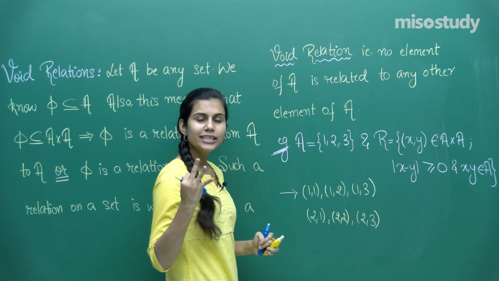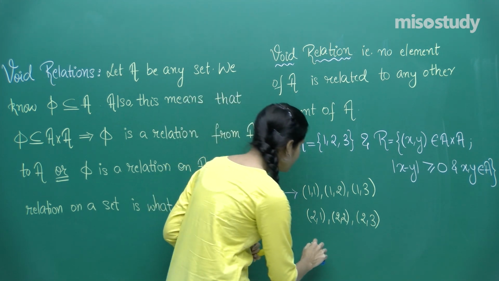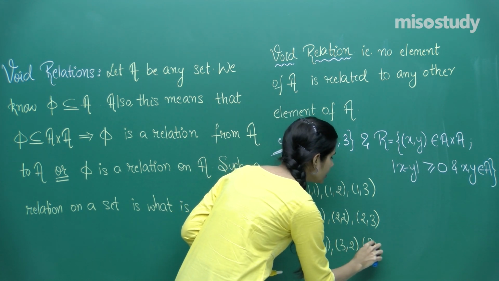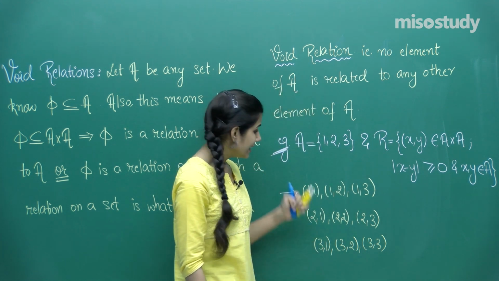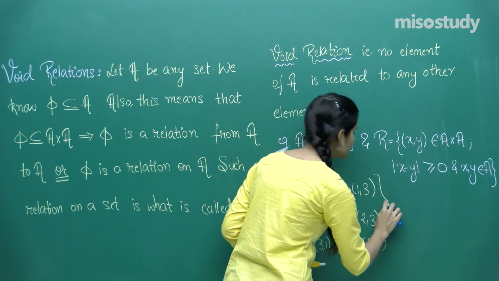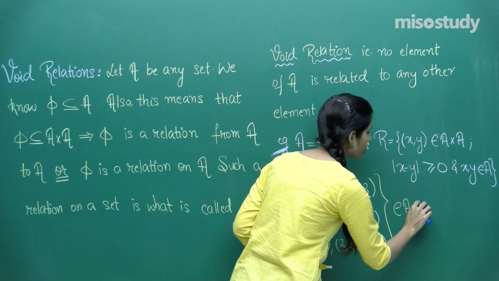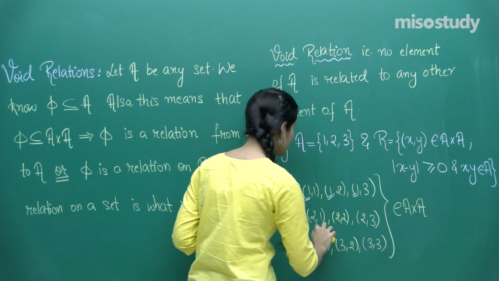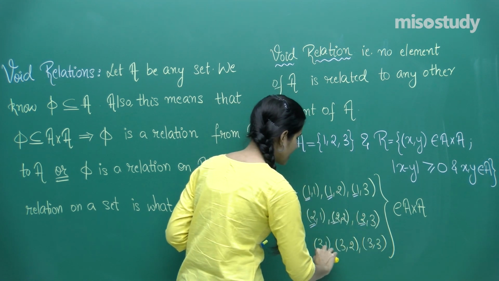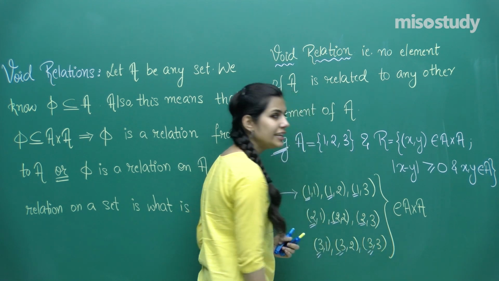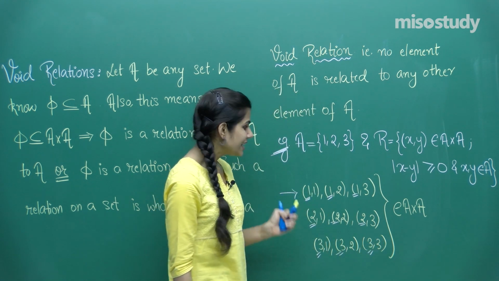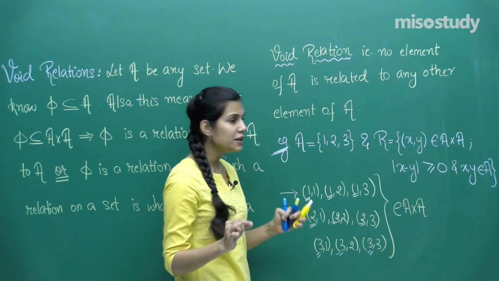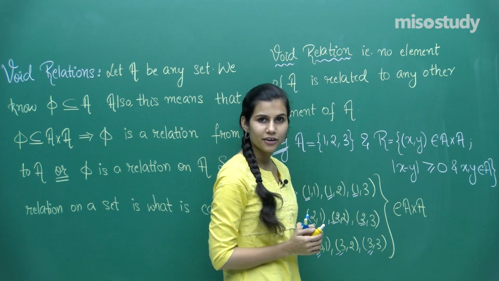And the last were 3 distinct arrows emerging from 3, giving me 3, 1, 3, 2 and 3, 3. These were the only 9 members which sat inside A cross A, with 3 members having 1 as the first element, 3 having 2 as the first element and 3 having 3 as the very first element. It's now time to verify which among these ordered pairs is qualified to sit inside the set R.